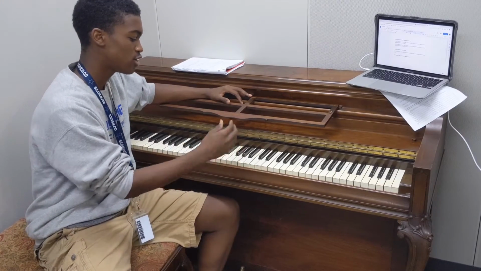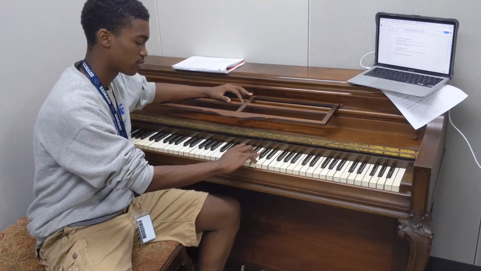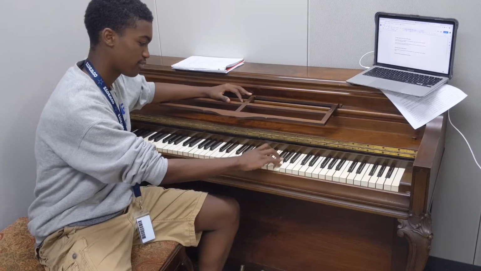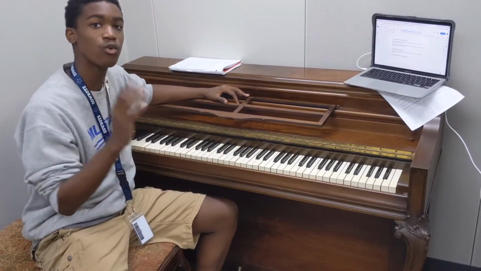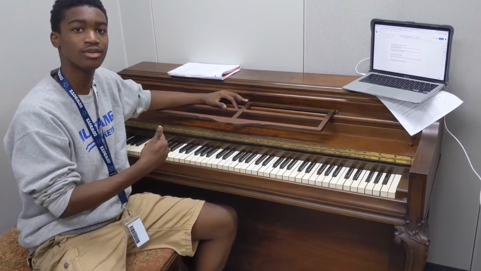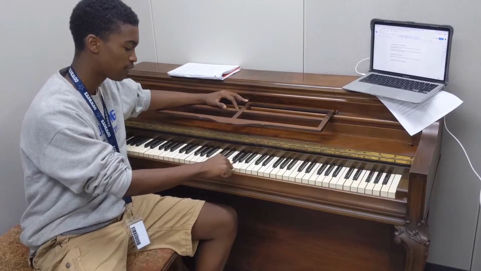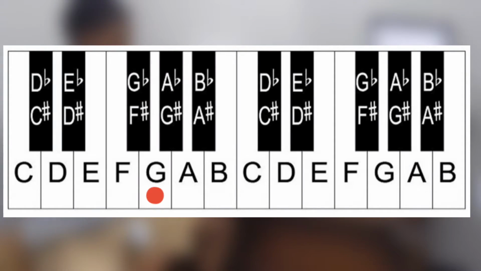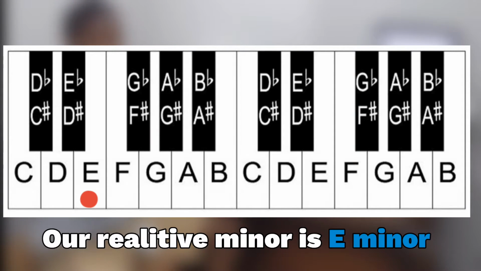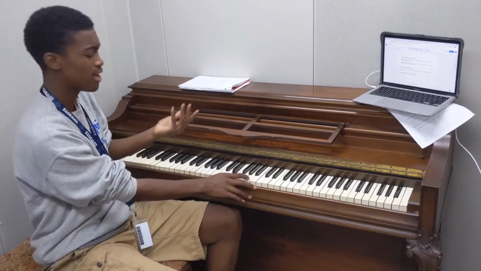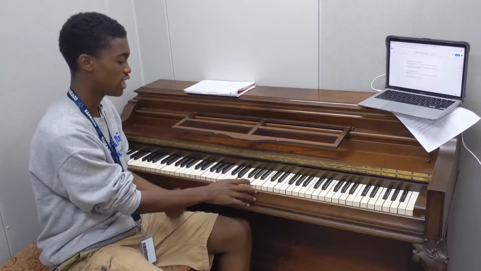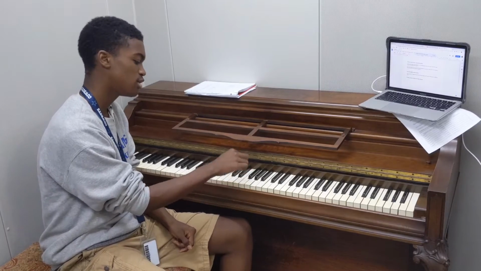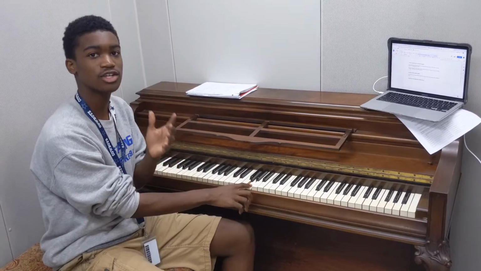So basically, let's say you would go to G major. That's G major, and to find the relative minor, you would just go down 3 half steps. So we start at G, let's go down 3 half steps. That's 1, 2, 3. That means our relative minor would be E minor. It's the same vice versa. If you're trying to find the relative major, you would go up 3 half steps. 1, 2, 3. And that's how you find your sharps or flats.